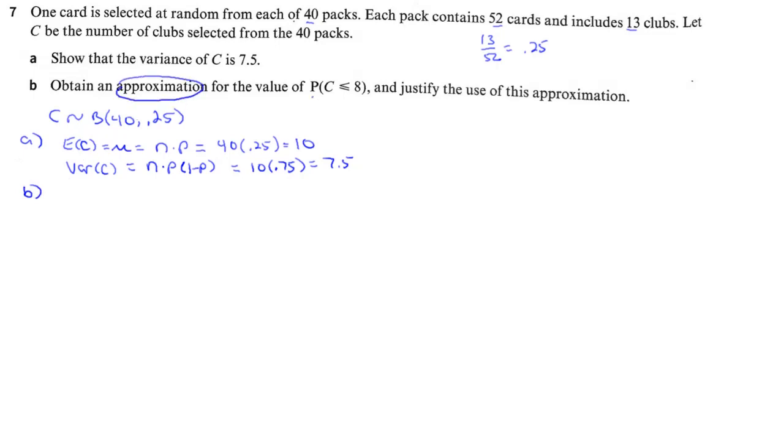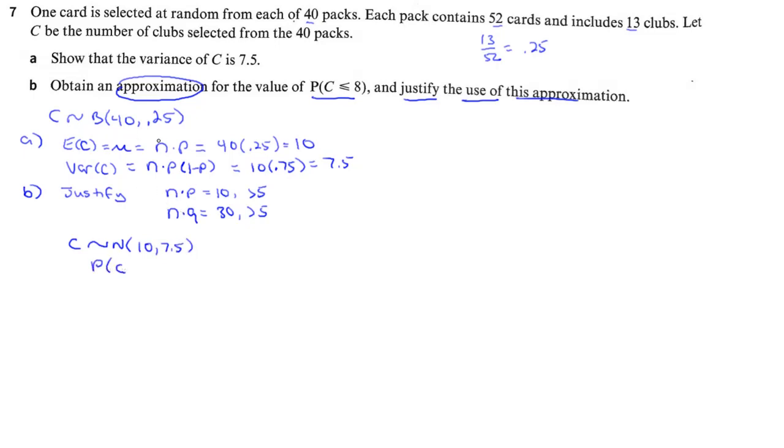And then in B, they say obtain an approximation. That's a clue that we're going to use a normal distribution. And they want us to justify that. Well, let's go ahead and justify it now. n times p is equal to 10. That's greater than 5. And n times q, 10 times 0.75, is 30. That's also greater than 5. So that's our justification. We're going to change this to a normal distribution. The mean is going to be 10, and the variance is going to be 7.5.